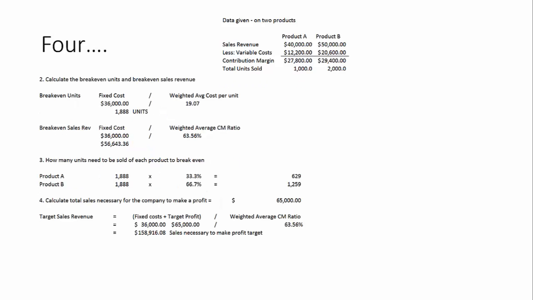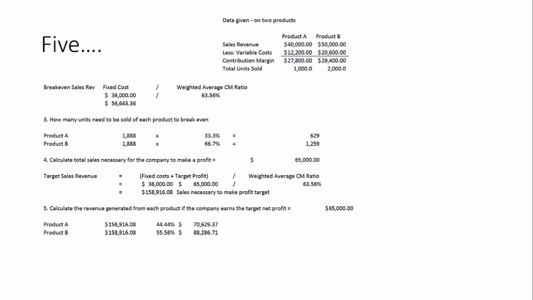Now let's calculate the total sales necessary for the company to make a profit of $65,000. Here we take the fixed cost plus the target profit, and we divide by the weighted average contribution margin ratio that we calculated in part 1. That gives us $158,916.08. That's what we have to have in sales in order to make a target profit of $65,000.